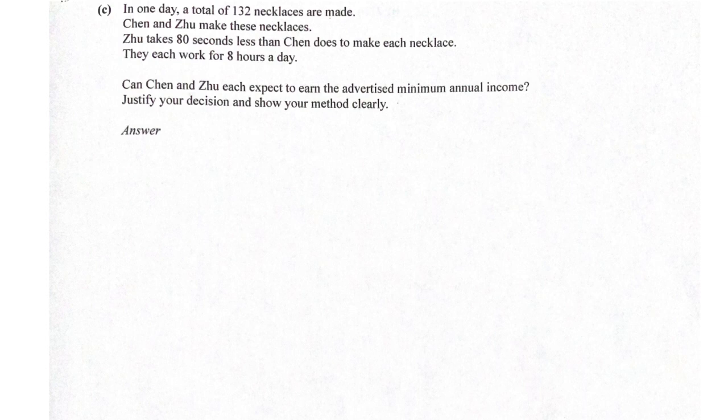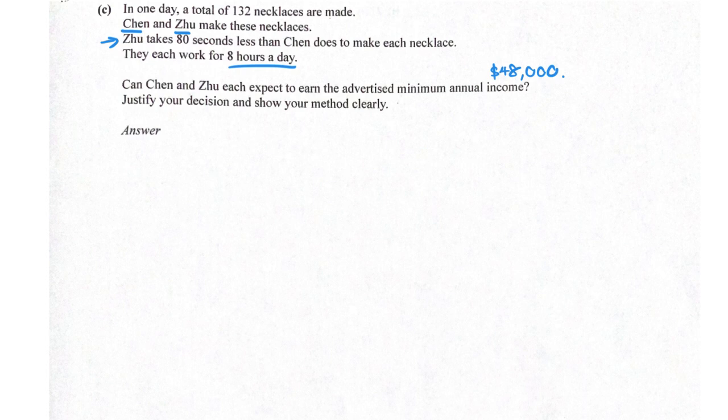Right, so now moving on to part C, which is the heavy part, 8 marks. A lot of things going on, so let's read the question first. In one day, a total of 132 necklaces are made by Chen and Zhu. Zhu takes 80 seconds less than Chen to make each necklace. They each work for 8 hours in a day. Can Chen and Zhu each expect to earn the advertised minimal annual income of $48,000? Justify your decision and show your method clearly.